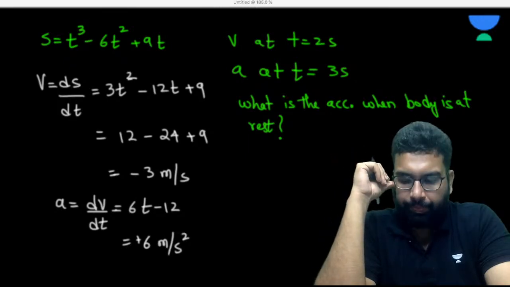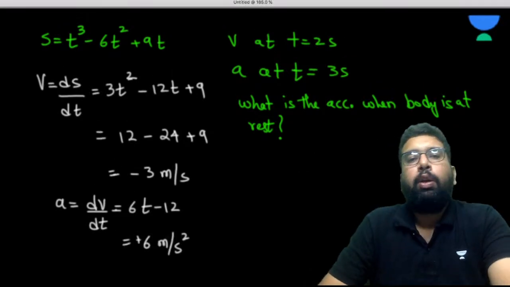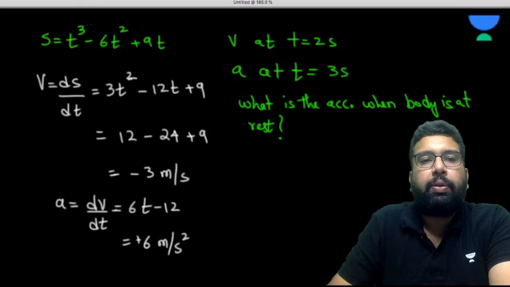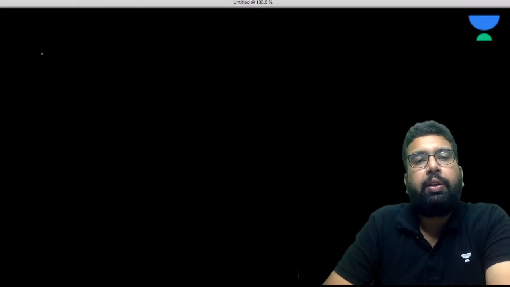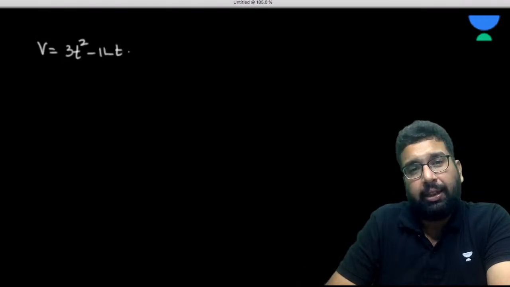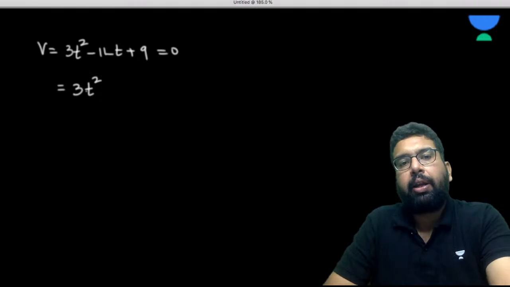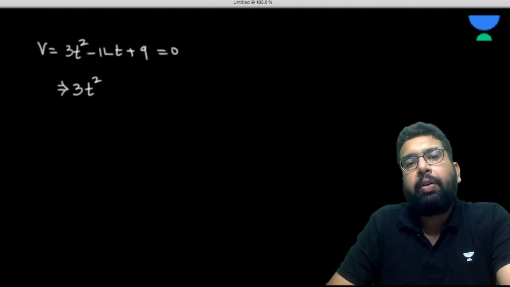So now what is the acceleration? So what we can do, sir: v is equal to 3t square minus 12t plus 9, which is equal to 0. This is a quadratic equation. We know how to solve a quadratic equation, right?